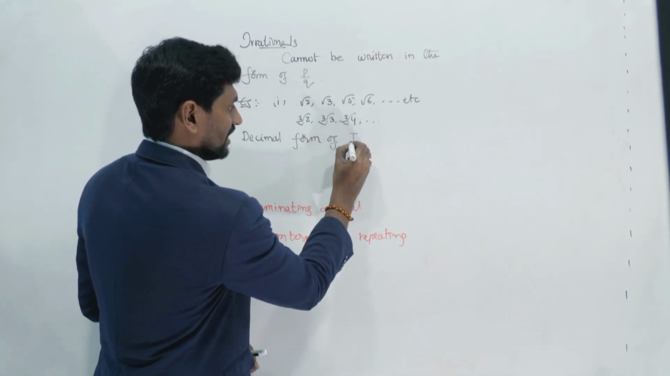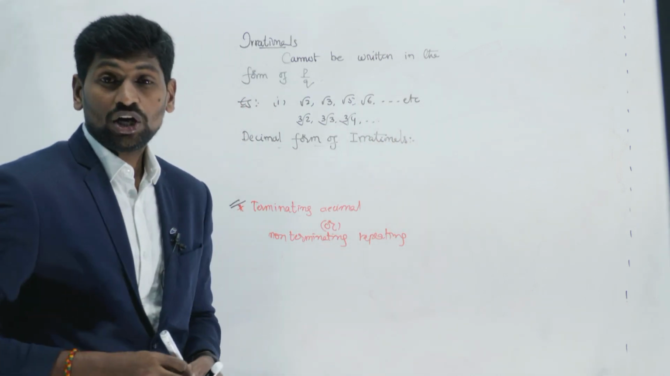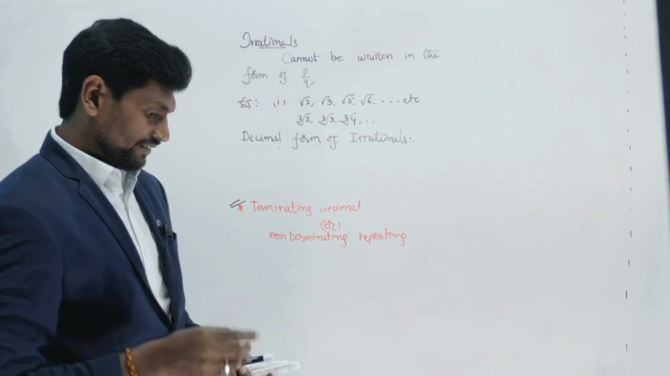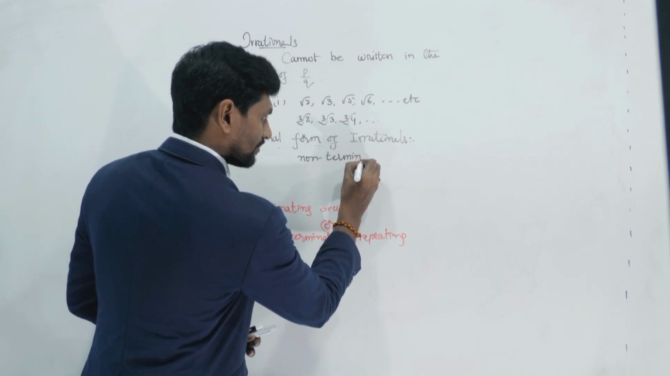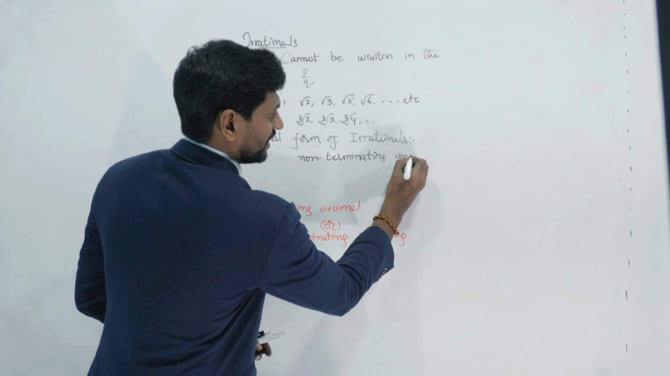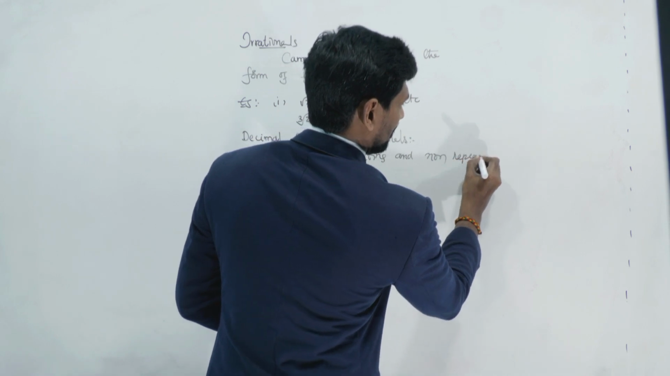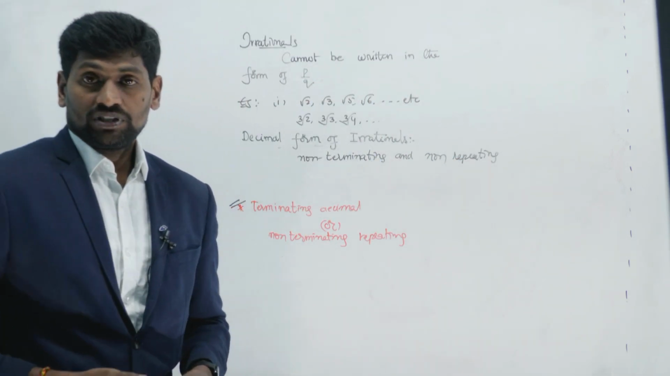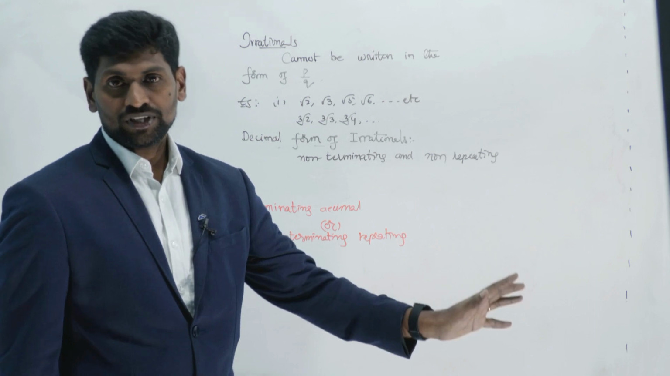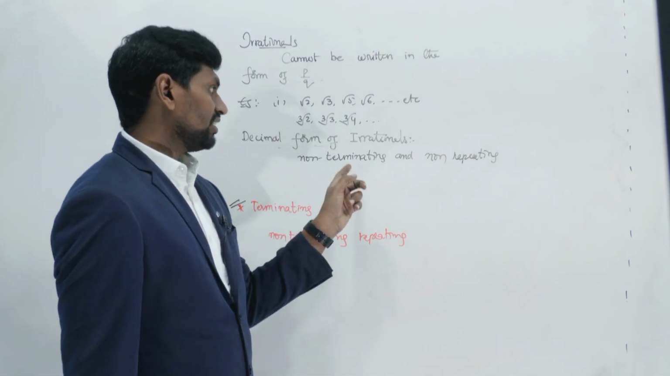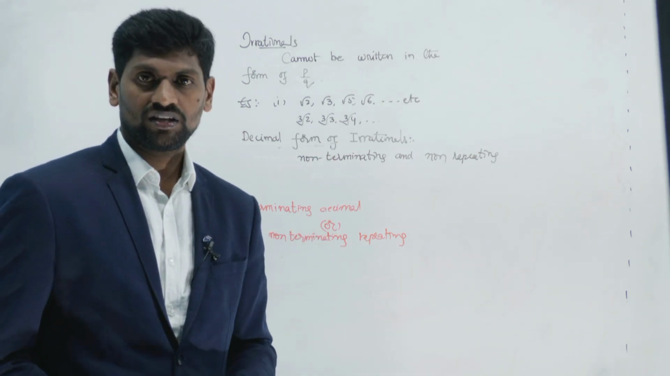But what is the decimal form of irrational numbers? They are non-terminating, non-repeating. They won't end. That means non-terminating decimals, and there is no repetition also. Non-terminating, non-repeating decimals are called irrational numbers. Terminating or repeating decimals are called rational. Non-terminating, non-repeating are called irrational numbers. Examples are these.